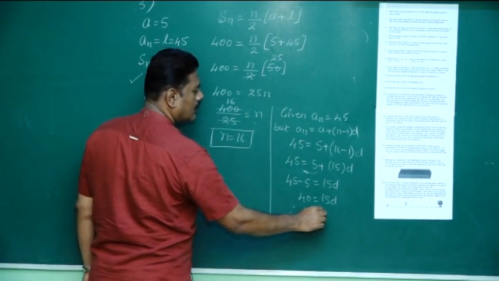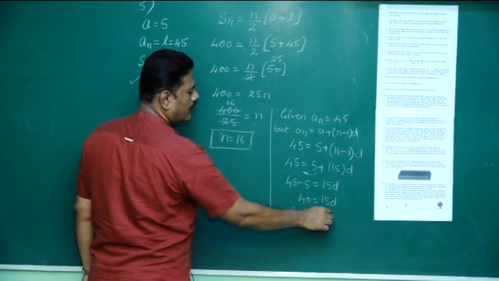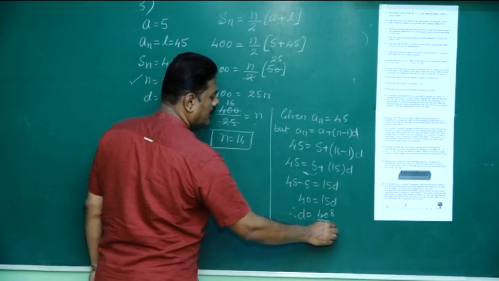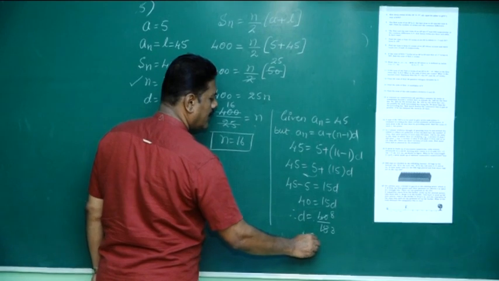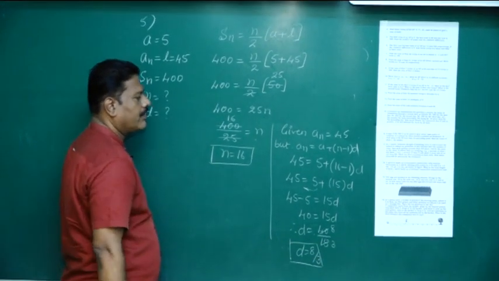Therefore d is equal to 40 by 15. So 5 8s are 40, 5 3s are 15. So what is the value of d? You will get 8 by 3. So this is the value of d.